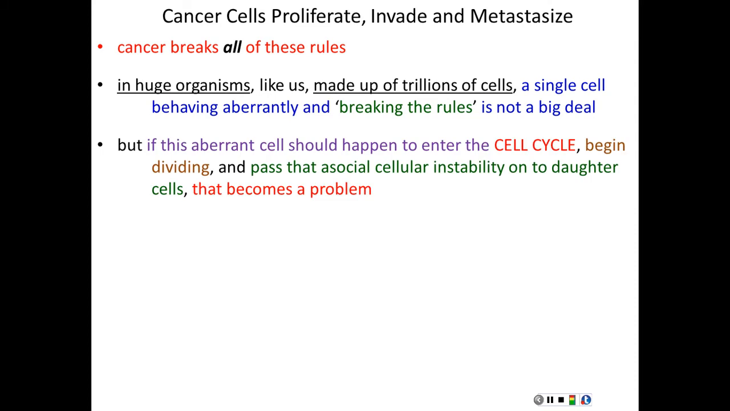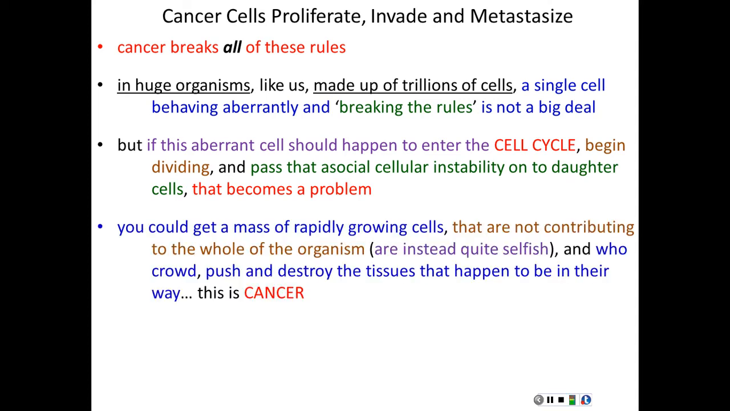But if this aberrant, asocial cell that breaks all the rules should happen to also become proliferative, enter the cell cycle, begin dividing, when it divides, it makes new daughter cells that have the same exact asocial characteristics as itself, the same cellular instability as itself. That becomes a problem. It's like all the sociopaths in the city begin having children who are sociopaths, and those children have children who are sociopaths, and the population of sociopaths grows, and it grows faster than the normal population because the sociopaths are dividing and reproducing even more rapidly. That could easily lead to the breakdown of the city.